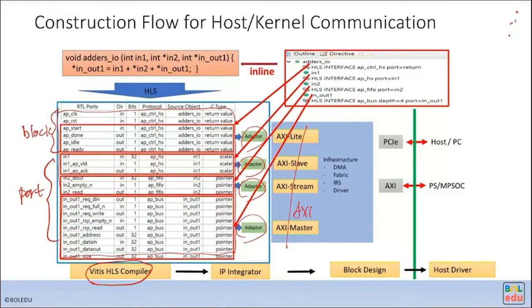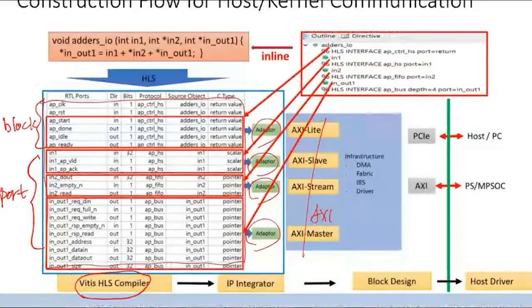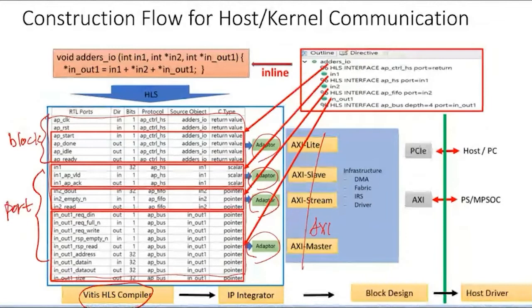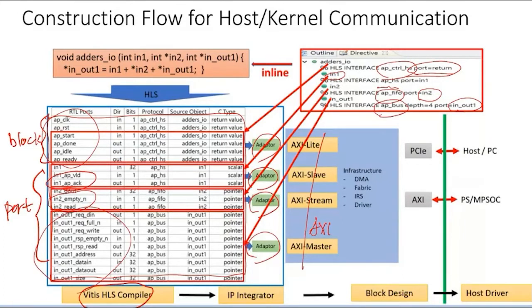Let's go back here. For example, in this very simple example, we have the block-level protocol, an ap_ctrl handshake, so it generates all those interfaces. For in1, the interface is an AP handshake, so it generates ap_vld and ap_ack. For in2, it is an AP FIFO, so it generates the FIFO interfaces. And for the in-out port, it's an AP bus interface. That's the interface it generates.